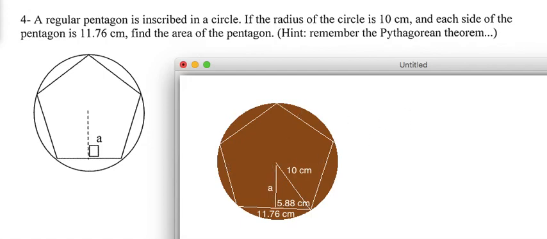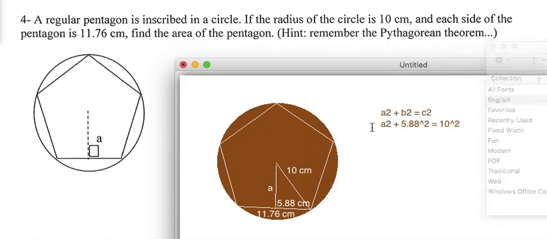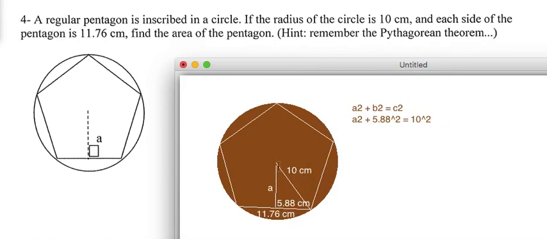So you would write A squared plus B squared equals C squared, and then you would say, okay, well, I'm going to make my apothem A. I'm going to make B be this leg here, 5.88, which I've got to square, and I make it equal to the hypotenuse squared. The hypotenuse is 10, so they're equal to 10 squared. So that's your equation that you're working on. A is your apothem. That's one of the two legs in the Pythagorean theorem. 5.88 is your other leg. And then 10 is your hypotenuse. So A squared plus B squared equals C squared.